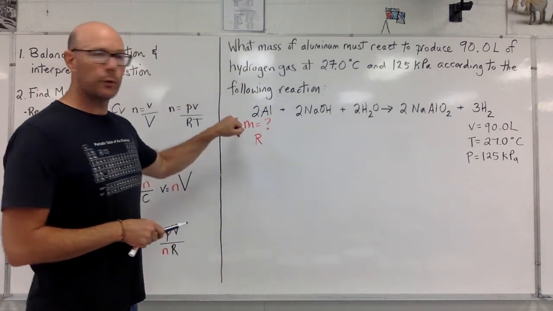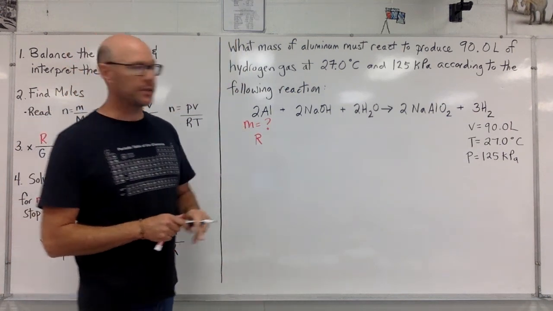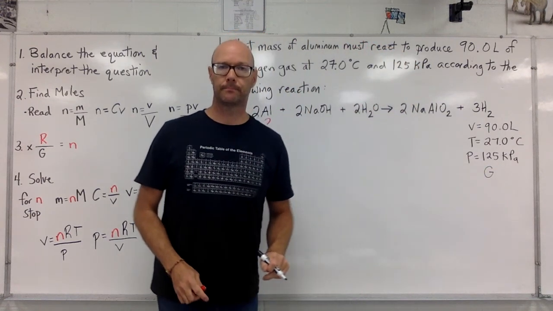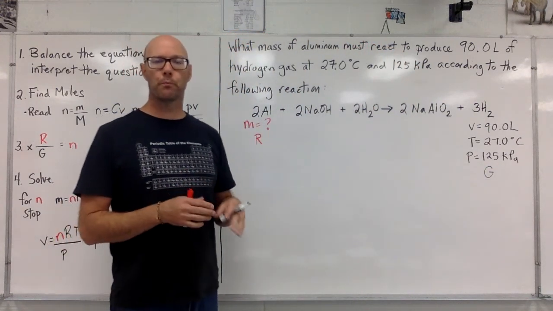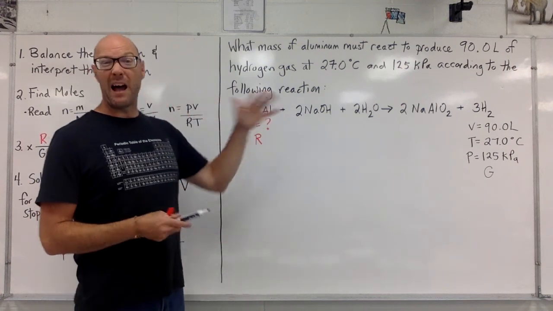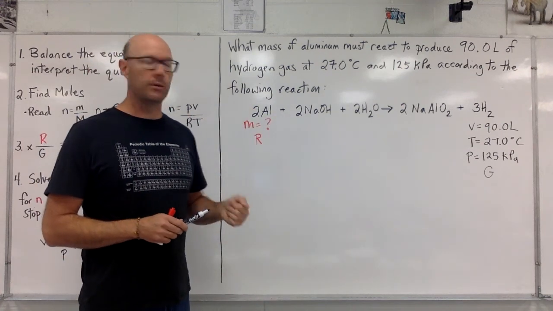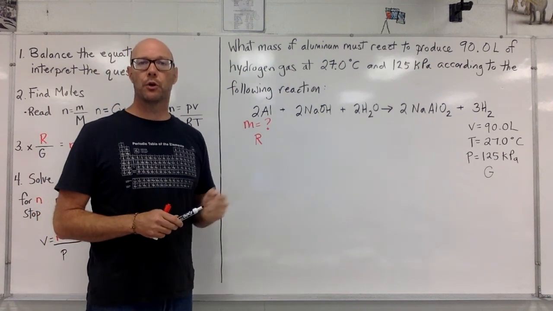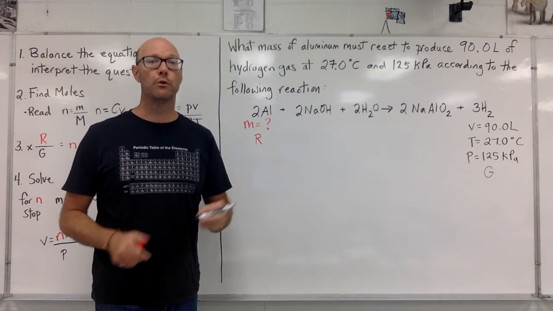Where the question mark is the R, all these other numbers, G. We have interpreted the question. The equation was balanced and given to us. That was so nice. What mass of aluminum is required? The rest of the labels go over there under the hydrogen. We can move on to step 2.